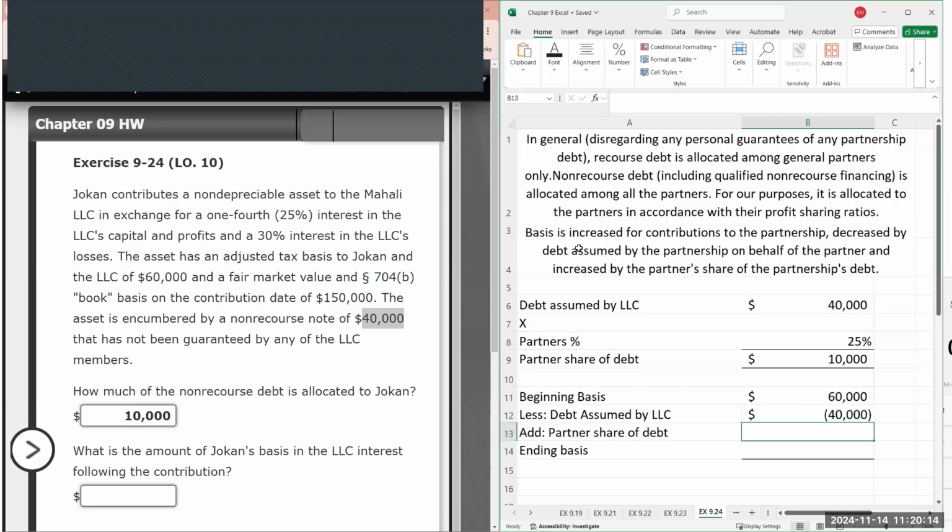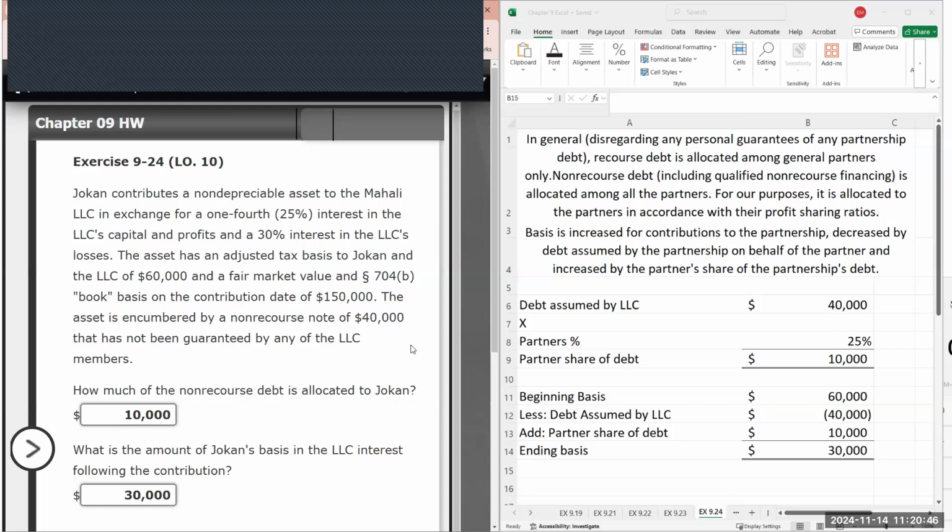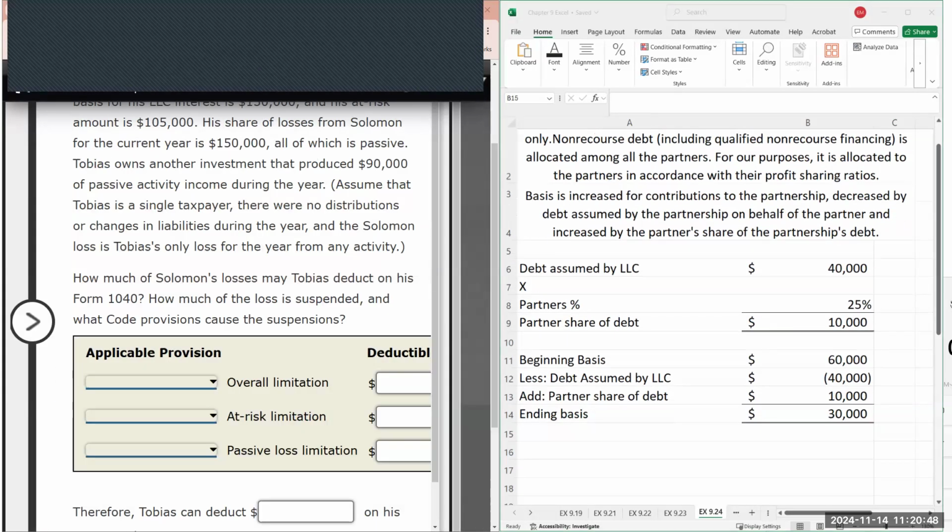As we see here, the basis is increased for contributions, decreased by the debt assumed by the partnership, and increased by the partner's share of the partnership debt. As we calculated above, Joe Kahn's share of the debt is 10,000. Therefore, the ending basis is the beginning basis less the debt assumed by the LLC, plus his share of the debt. So the ending basis for Joe Kahn is $30,000. And this brings us to our next question.